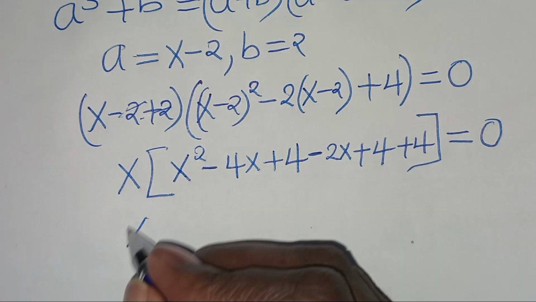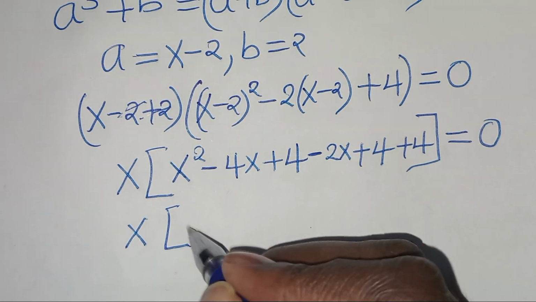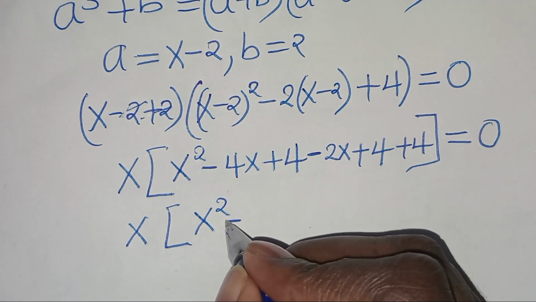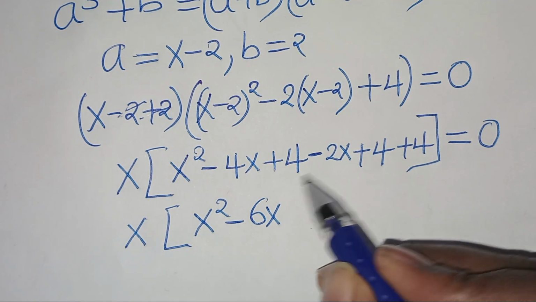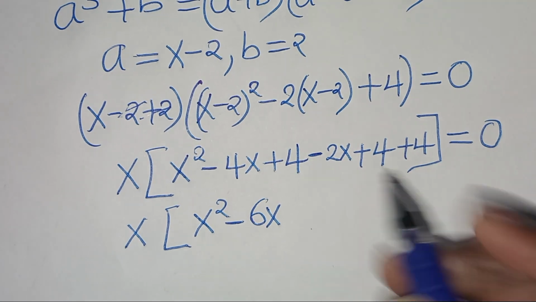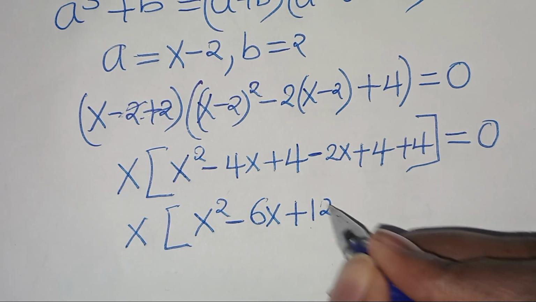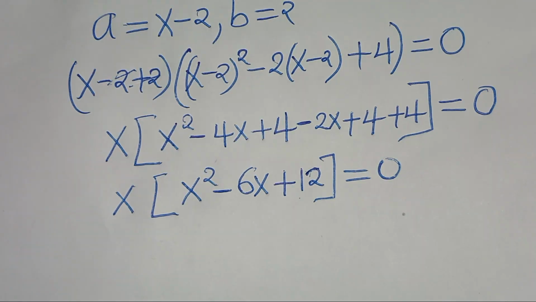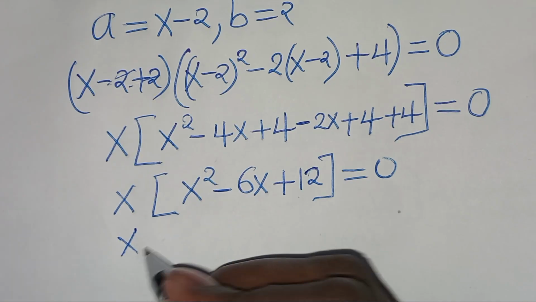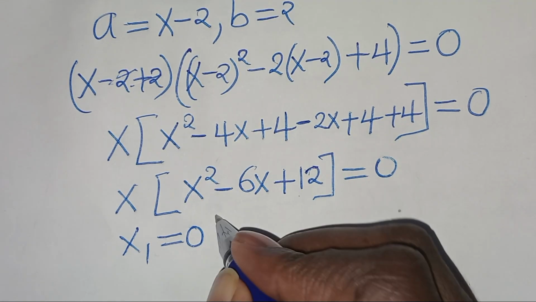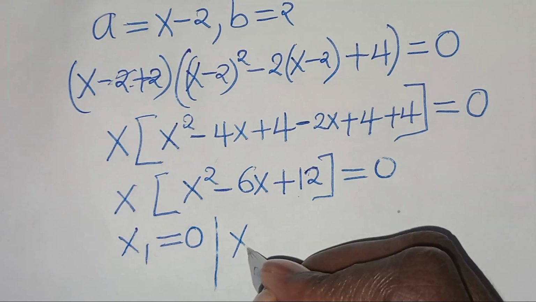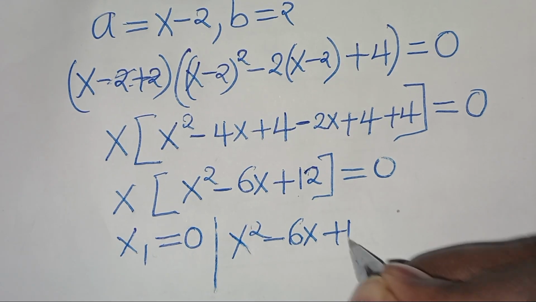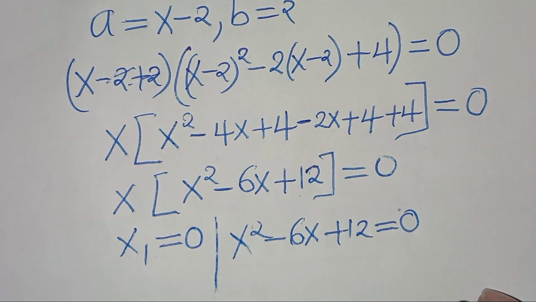The next step is that we have x here into the parentheses. This is x^2 minus 4x minus 2x, this is minus 6x. Then we have 4 plus 4, this is 8, plus 4, this is 12. So plus 12. Close the parentheses. This is equal to 0. So we have two parts here. We have that x1 is equal to 0, and the second part here is x^2 - 6x + 12 = 0.